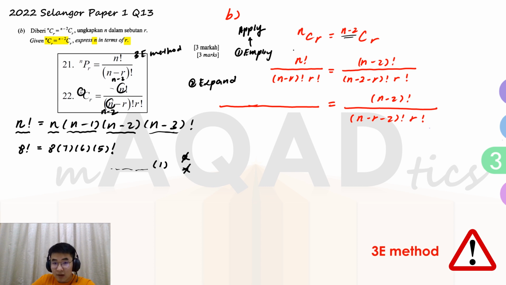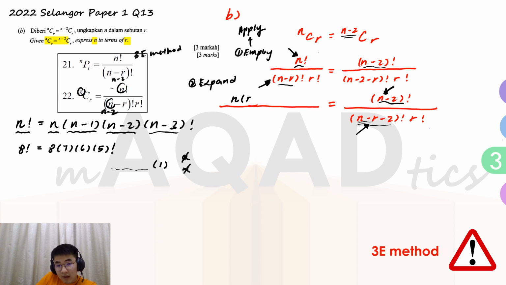Because here if you compare the factorials from the left and the right of this equation, here we have n, and here we have n. Here we have n minus r, here we have n minus r. So what we need to do is to change these two factorials. We need to expand these two factorials until we get n minus 2 here and n minus r minus 2. The reason we choose these two is because their values are much larger compared to the other two factorials. So let's expand them.